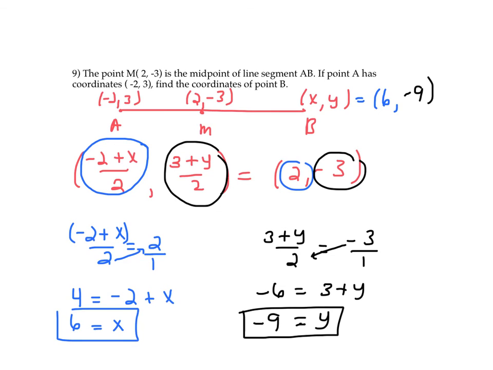Now, you can check it. If you take negative 2 plus 6, you get 4 divided by 2, gives us 2 for the x-coordinate of the midpoint. And do the same thing with the y's. 3 plus negative 9 is negative 6, divided by 2 is negative 3.